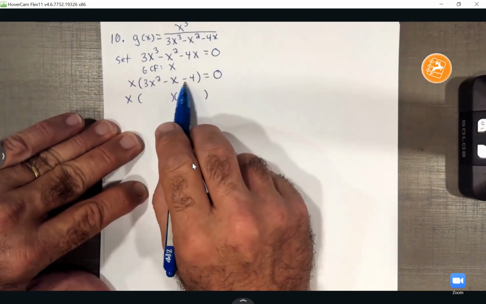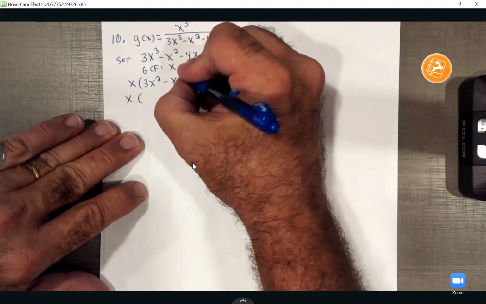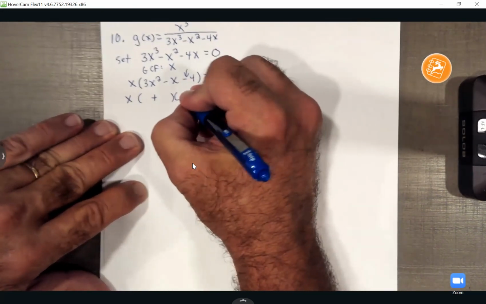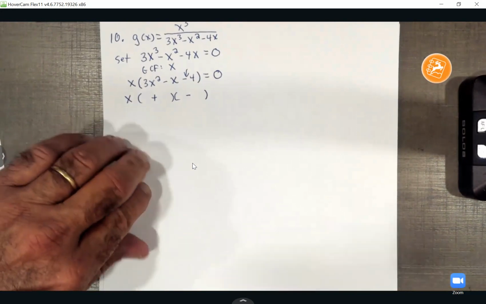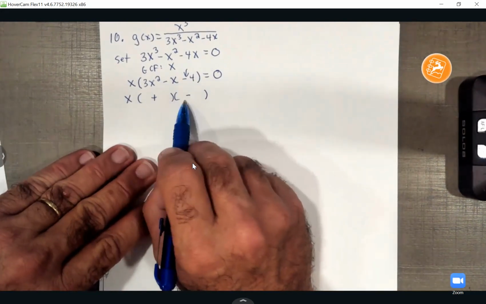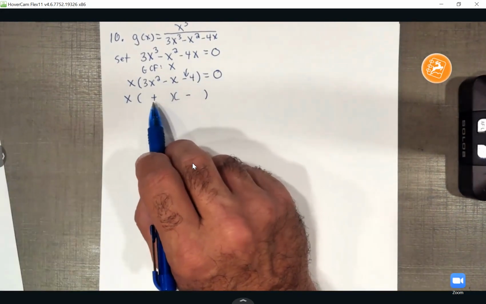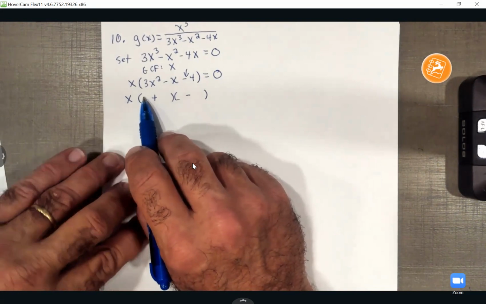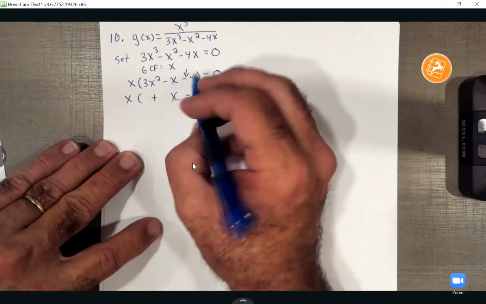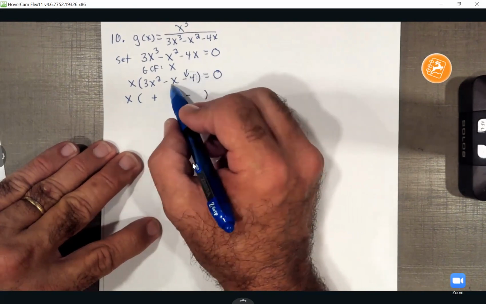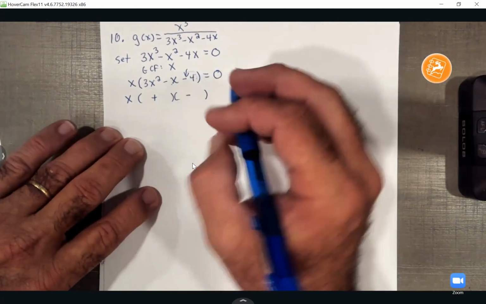I do know my signs will be unlike because that last one's negative. So I know eventually I will have unlike signs. And I'll have some x's up front, but I've got to make sure I handle the number in front. Let me show you the way, because you can't find factors of 4 that'll give you 1. There's another thing you've got to do.